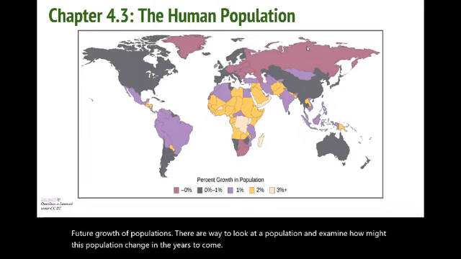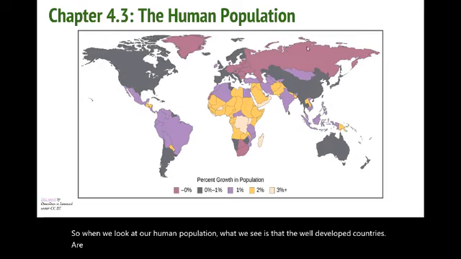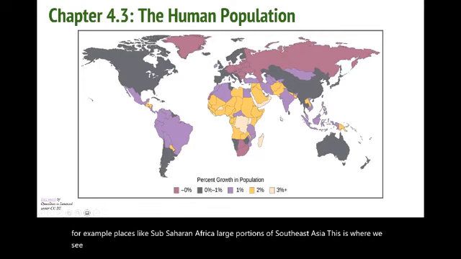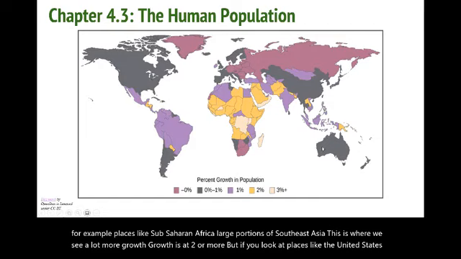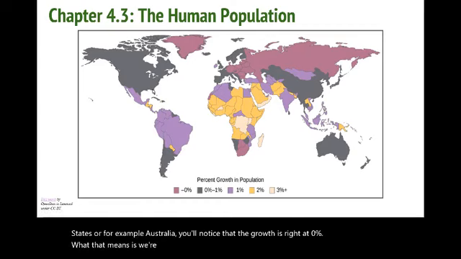So when we look at our human population, what we see is that the well-developed countries are not increasing their populations as fast as developing countries. So developing countries, for example, places like sub-Saharan Africa, large portions of Southeast Asia, this is where we see a lot more growth. Growth is at 2% or more. But if you look at places like the United States or, for example, Australia, you'll notice that the growth is right at 0%.